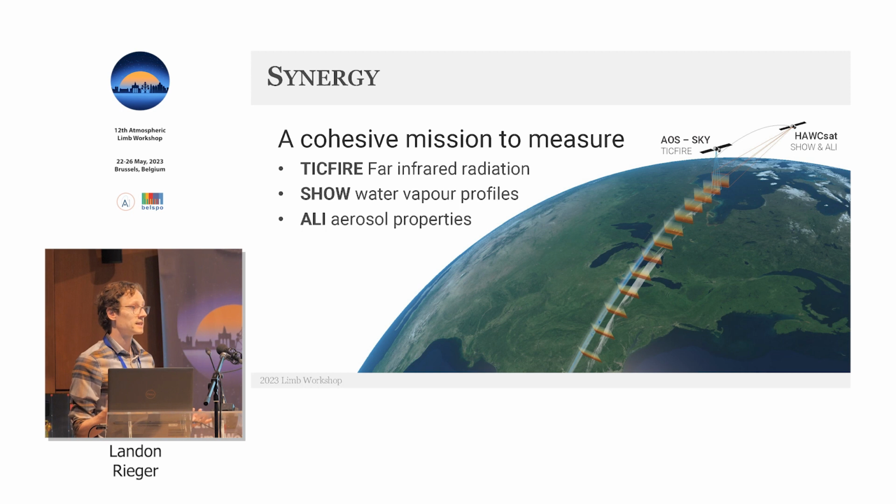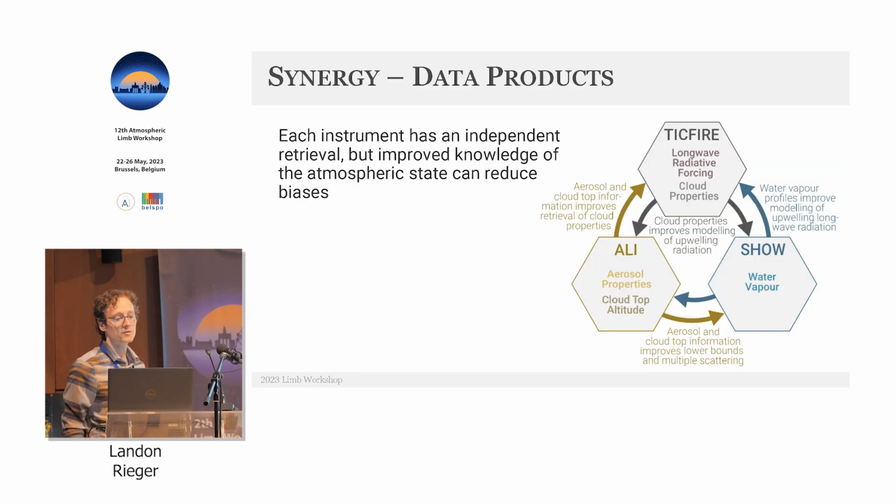So we've got these three instruments. They're all kind of looking at slightly different species. We've got far infrared from TICFIRE, water from SHOW, and then aerosol from LE. And each one can do the retrieval independently. But the problem is we're always kind of assuming things about the atmosphere for different a priori assumptions. And if you assume them wrong, of course, you end up with biases in your level 2 products.